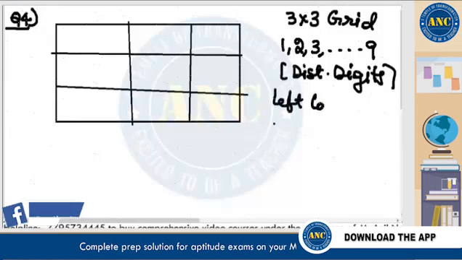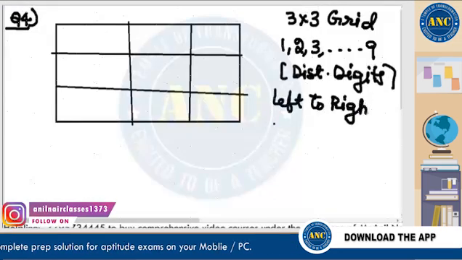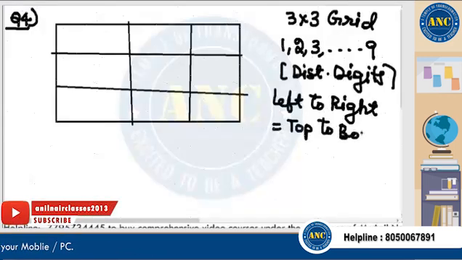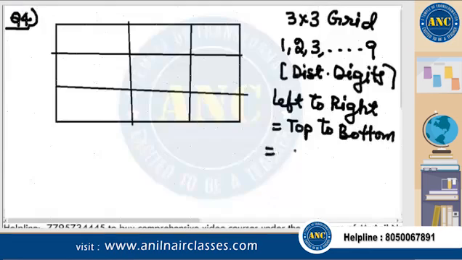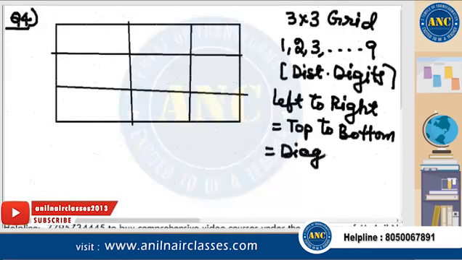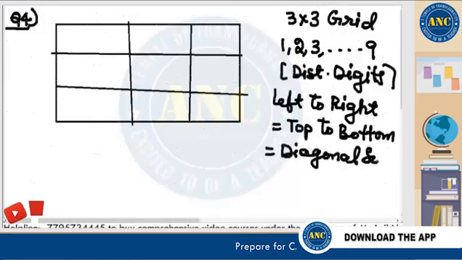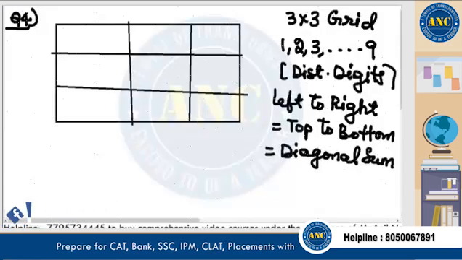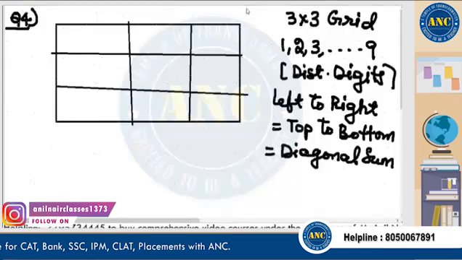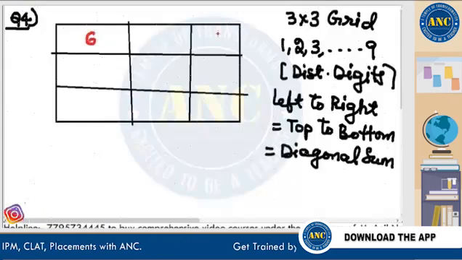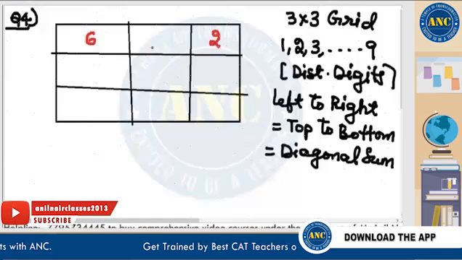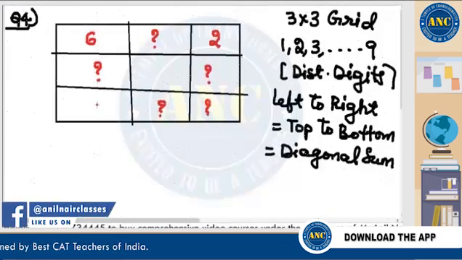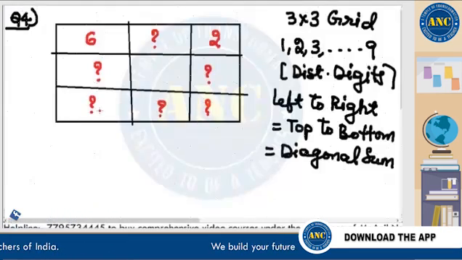Left to right should be equivalent to top to bottom, should be equivalent to right diagonal sum. Left to right, top to bottom and diagonal, all the sums should be equal. What he has given in the question is, if this is 6 and this is 2, find all the other values.